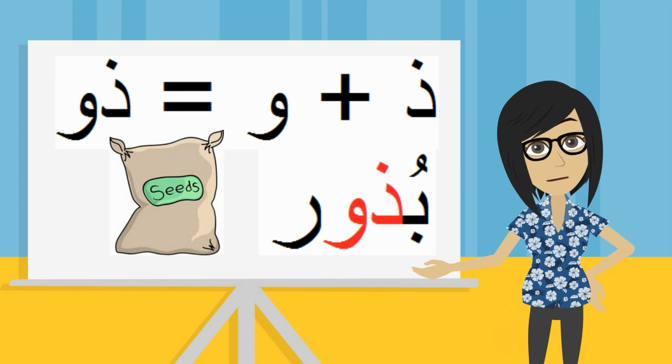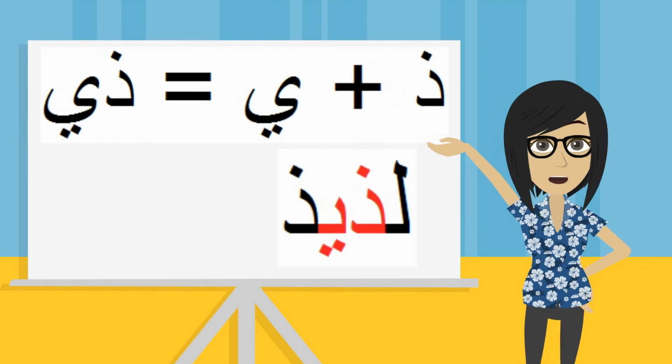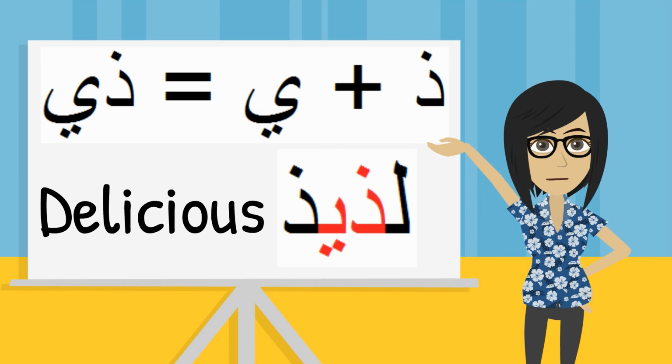إذ أنت ذو is found in the word بذور, which means seeds. And finally, إذ أنت إي is the, as in the adjective لذيذ, which means delicious. لذيذ.